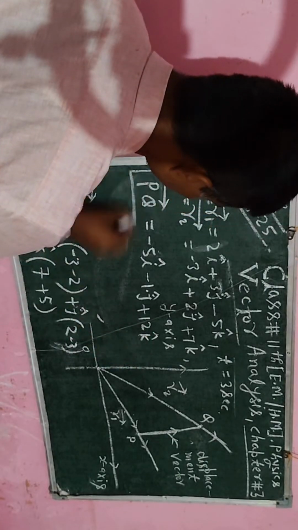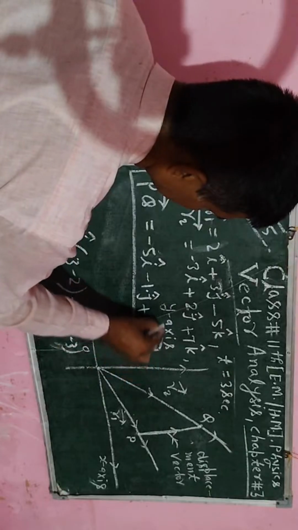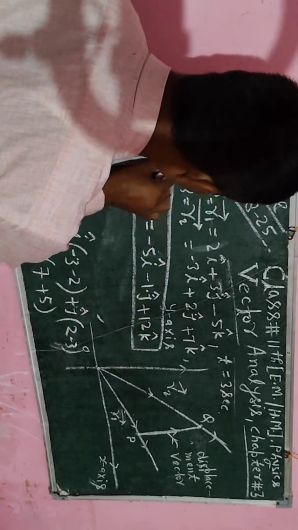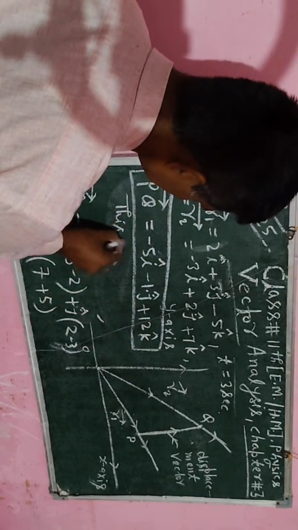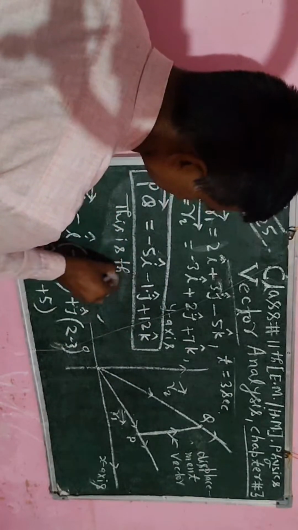So this is the position vector. This is the position vector we have to write properly. Here I write: this is the position vector.